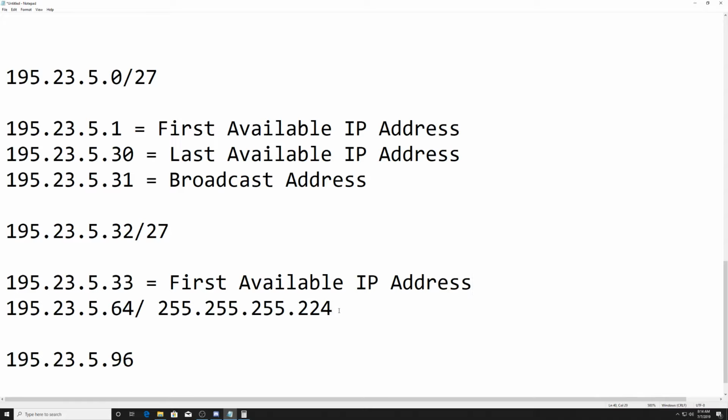So that is your first available IP address. And remember how I said that's 64? Well, 64 is the next subnet. You cannot use 63 because 63.63 is the broadcast address within this /27. So the last available IP address you can use will be 62.